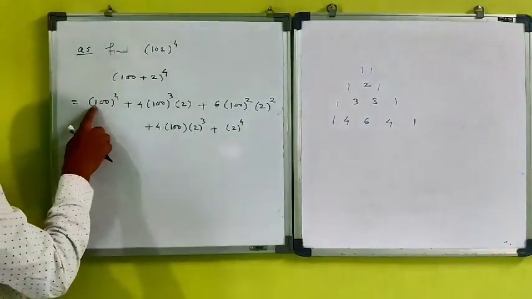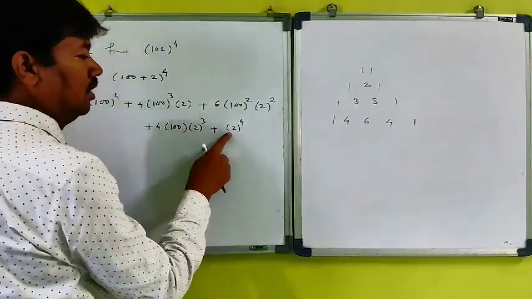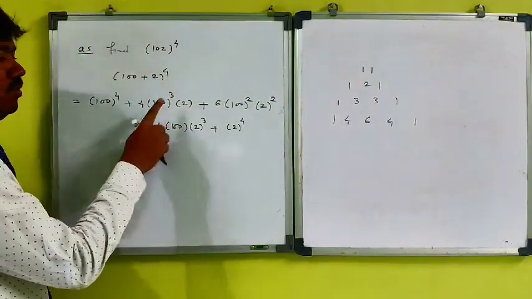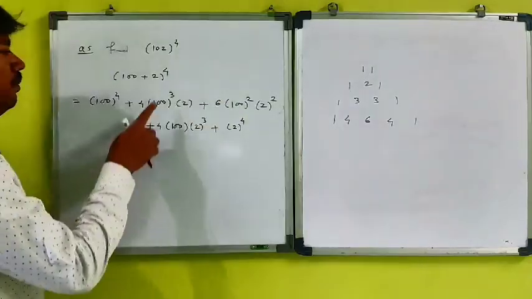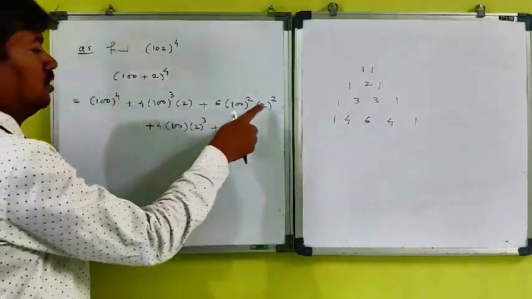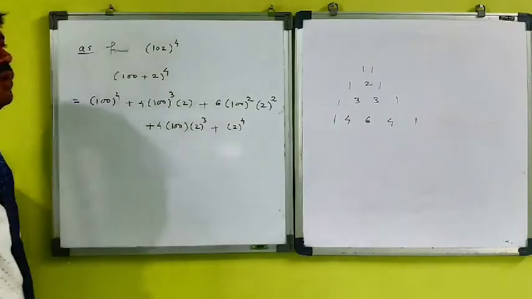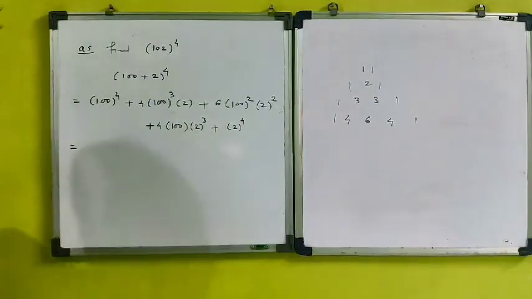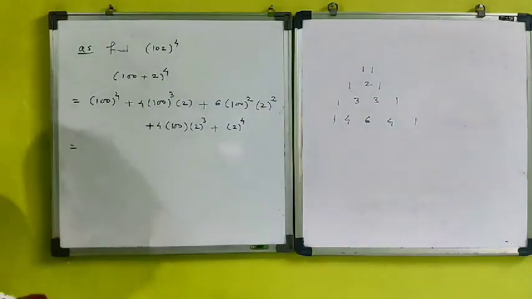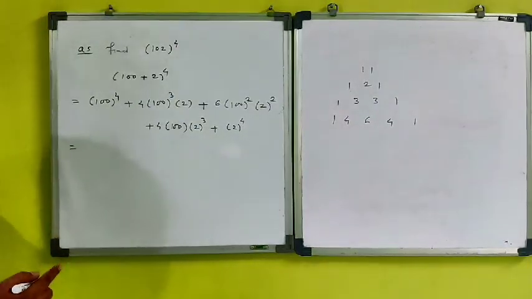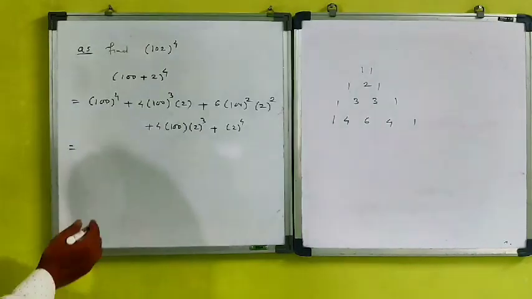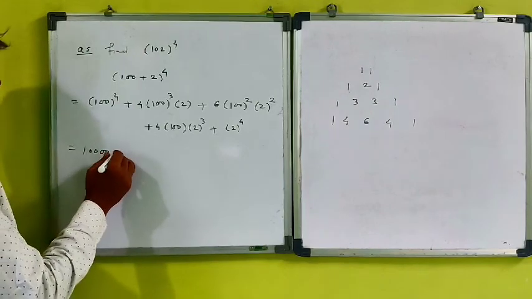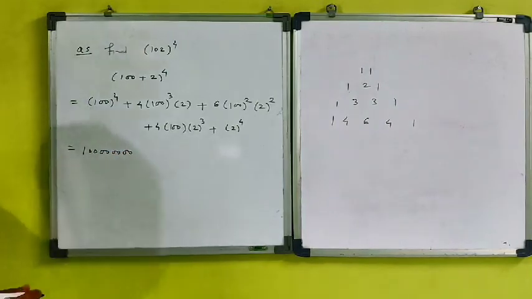So look at the coefficients 1, 4, 6, 4, 1, and then the power for 100: 100 raised to 4, 100 cube, 100 square, 100 raised to 1. Power for 2: 2 raised to 0, 2 raised to 1, 2 raised to 2, 2 raised to 3, and 2 raised to 4. So the expression is right. Now the calculation part. 100 raised to 4 is what? When you square it, you get 2 zeros, then you go on adding zeros: 2 zeros for square, then cube, then fourth power.